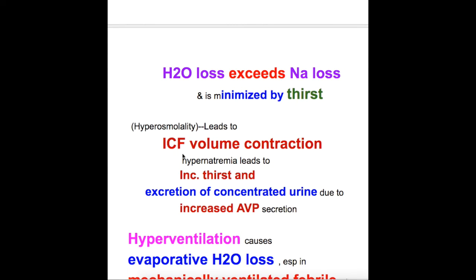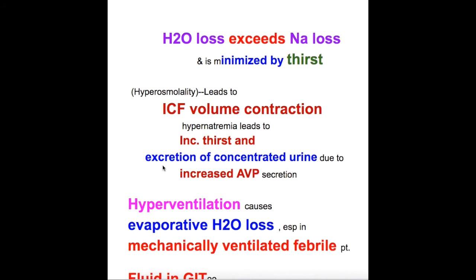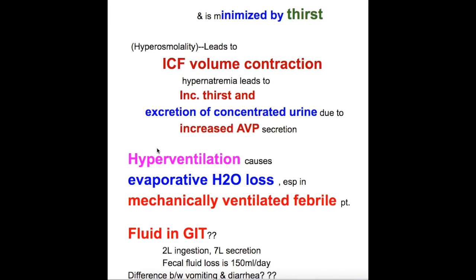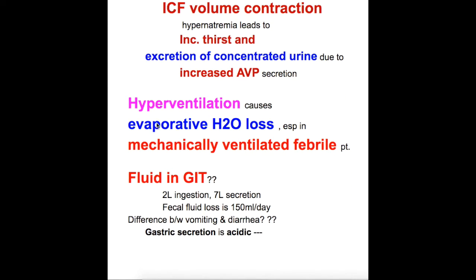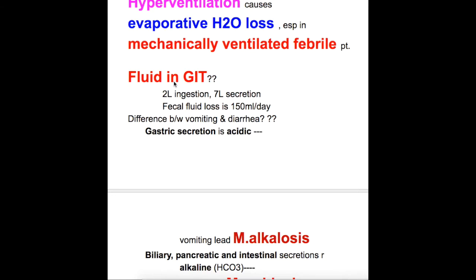Hyperosmolality leads to intracellular fluid volume contraction. Hypernatremia leads to increased thirst and excretion of concentrated urine due to increased vasopressin secretion. Hyperventilation causes evaporative water loss, especially in mechanically ventilated febrile patients. The fluid in the GIT.